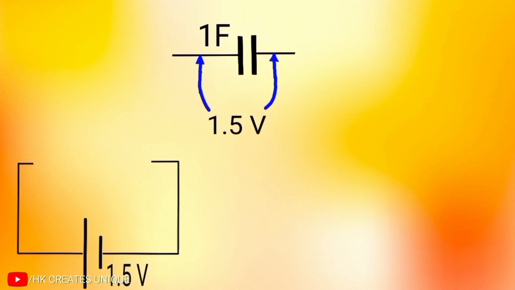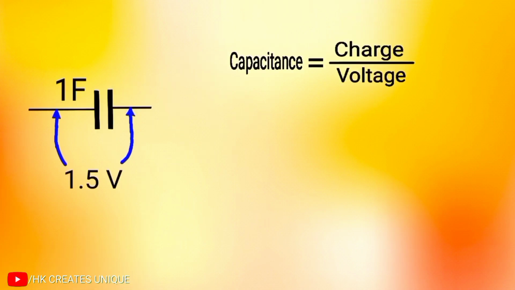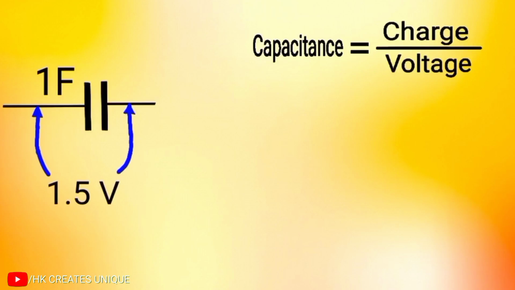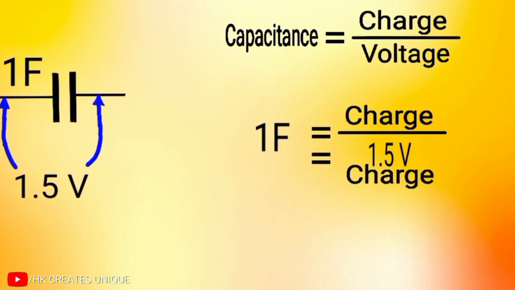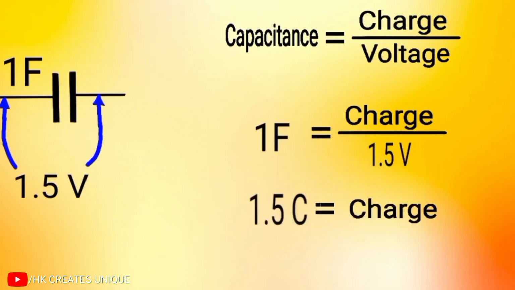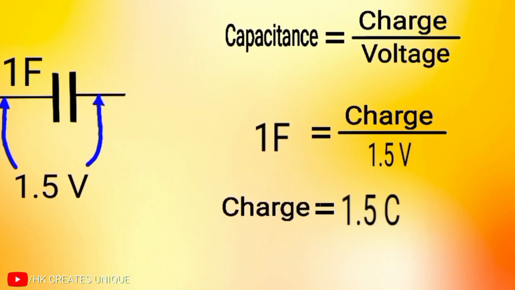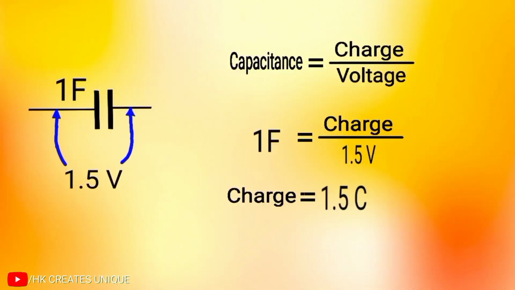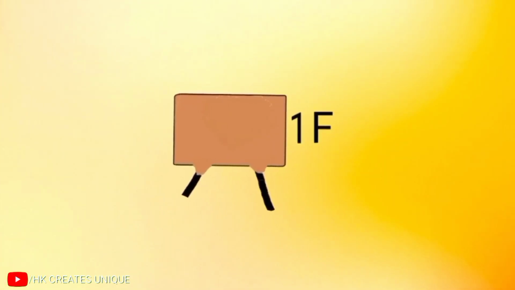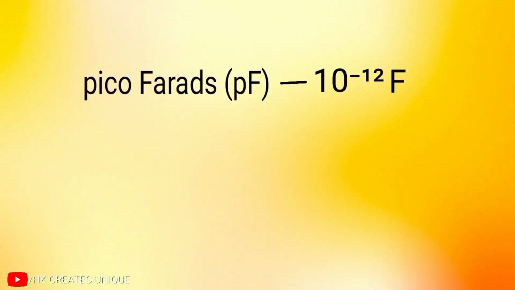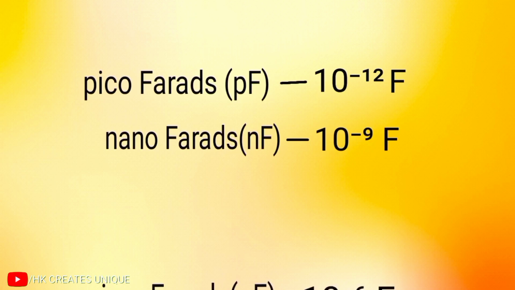To find the charge, you need to use the capacitance equation. Capacitance equals charge divided by voltage. Put the values of capacitance and voltage and solve for charge. We get charge equals 1.5 coulomb. A capacitor having capacitance of 1 farad is usually a very large value. Typical capacitors have capacities in picofarads, nanofarads, and microfarads.